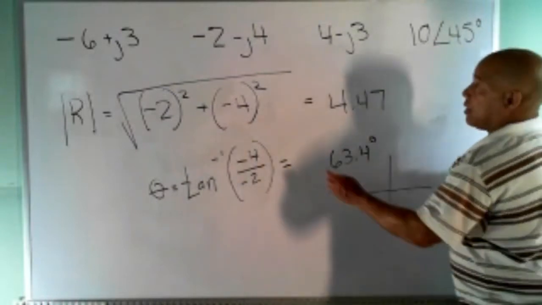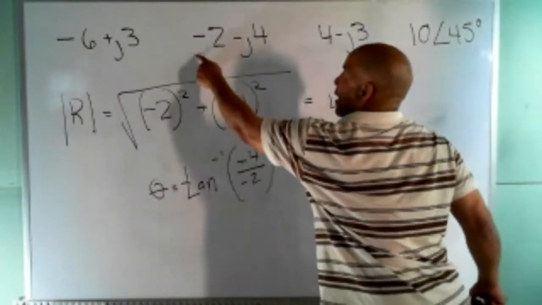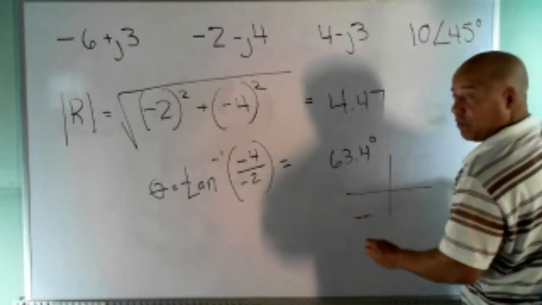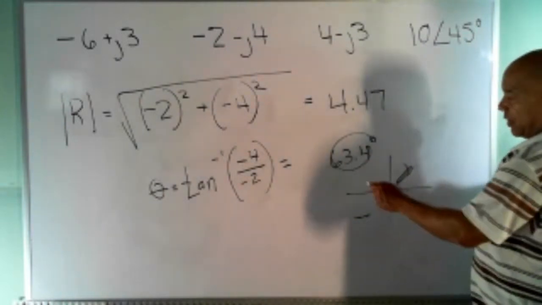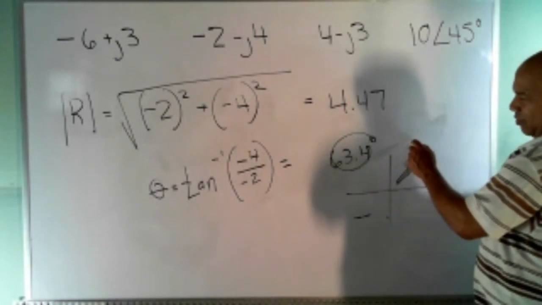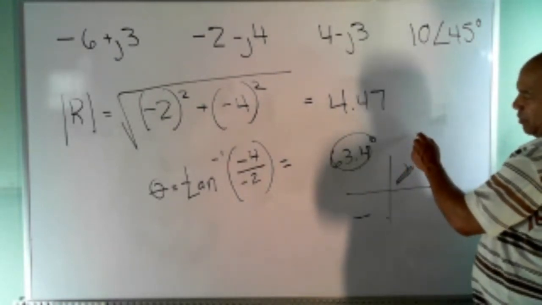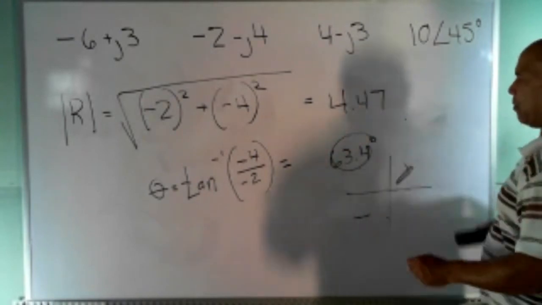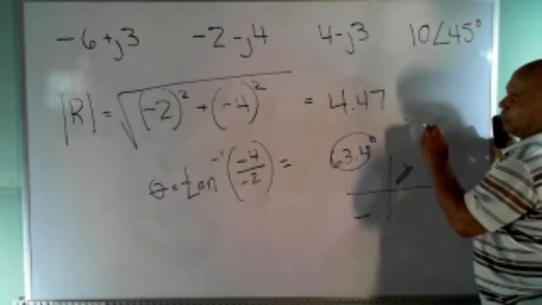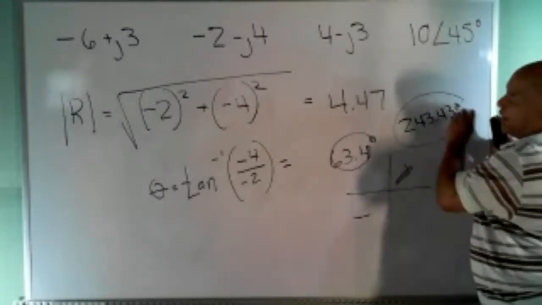We know right here, minus minus, we know we're over here. But this is giving me an angle in the first quadrant. So what I got to do is take this and add 180 to it. If I add 180 to that, it'll be what? I can't do it in my head. You do it for me. It's 240, right? 243.43. All right. So there's my angle.